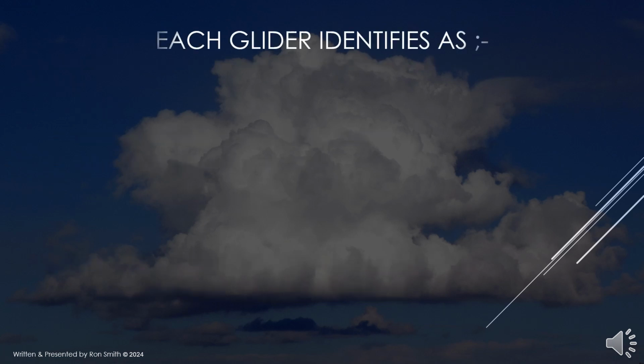To identify each individual glider, they have been given appropriate names. They all start at A at the same time. Who is going to be the first to arrive at B and start climbing in the thermal?